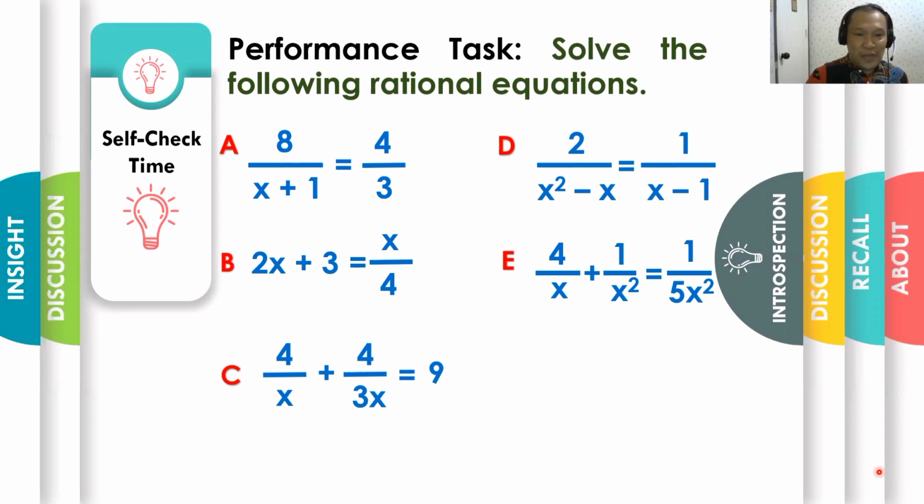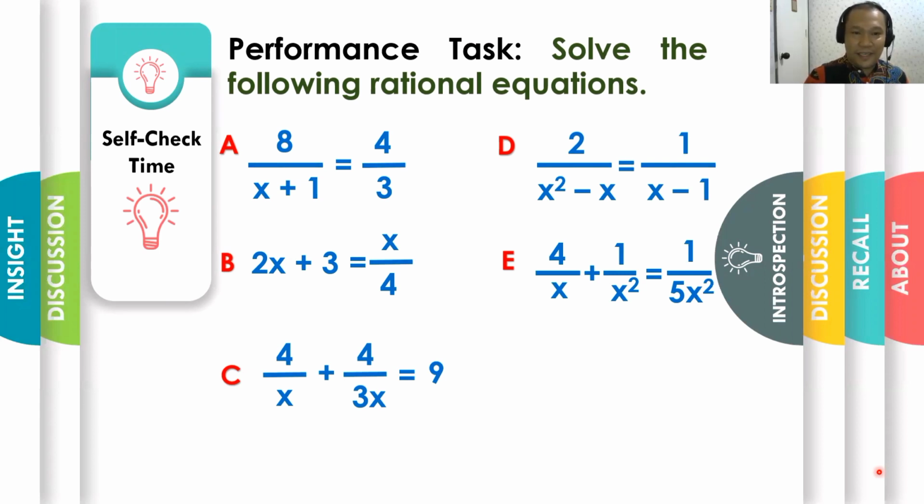Always remember, when you are going to solve rational equations, first, get the LCD, the least common denominator. Second, multiply the LCD to both sides of our equation. Then third, solve the given equation. Fourth, always verify your solution, meaning you have to verify your value of the unknown, because if the value of the unknown is extraneous, then that is not a solution to the given rational equation.